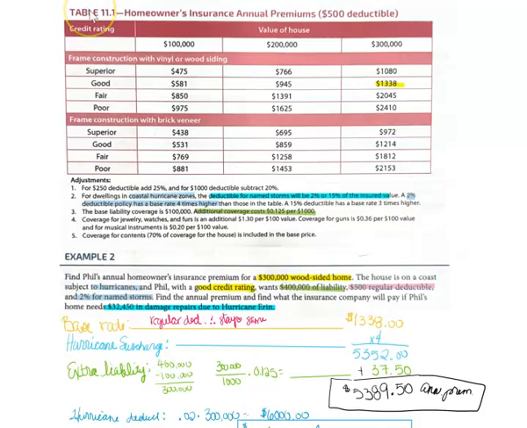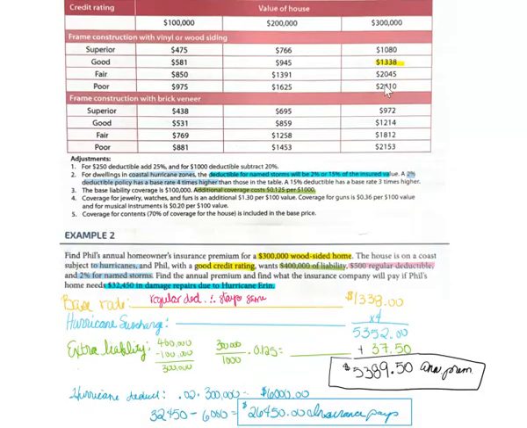So I'm going to scoot this up a little bit as we work. First of all, a $300,000 wood-sided home will be here. He's got a good credit rating, so his base rate would be $1,338. Let me scoot this up so I can get the whole problem. So that's what I put right here, base rate. But he has a regular deductible of $500, so it stays the same. That's what I put here. So we don't have to multiply and add anything, or subtract anything from the base rate yet, because he's not changing his $500 deductible.